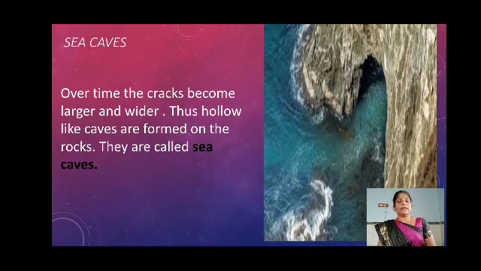Okay, children, listen. The huge rocks are there in the sea. The sea waves continuously strike the rocks. The weak portion starts getting a cavity or crack. That crack develops and the rocks break. That hole or cavity becomes larger and wider. It shows like a hollow. That hollow formed in the rocks is called a sea cave. Children, I hope you understand what sea caves are.